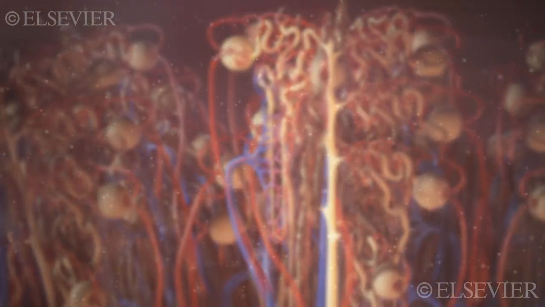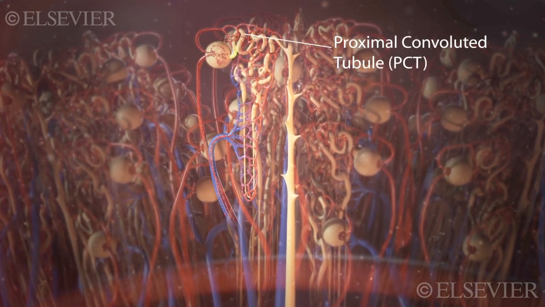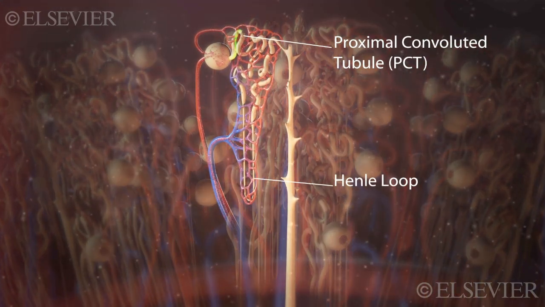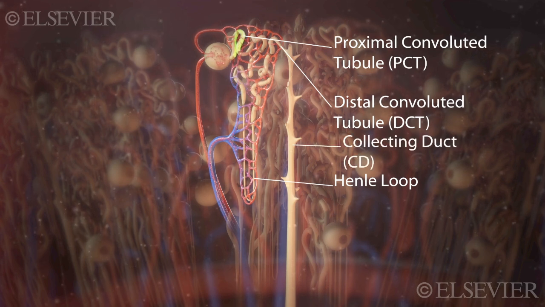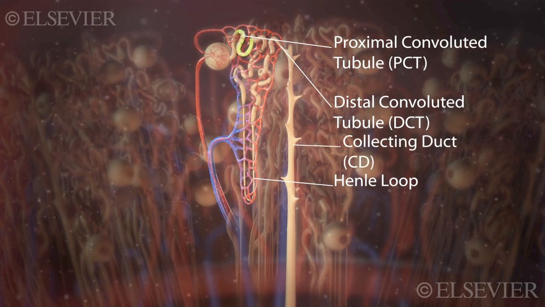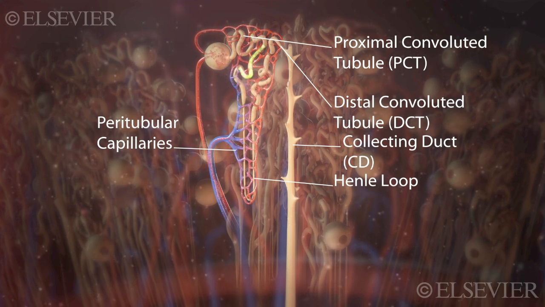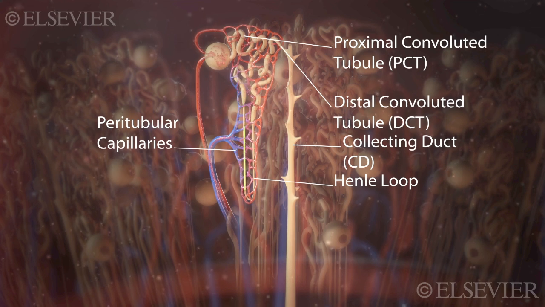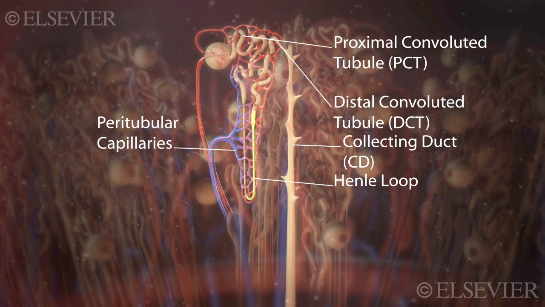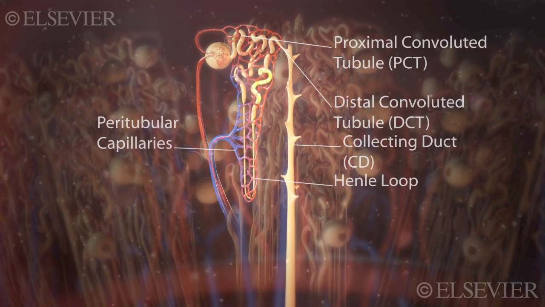The filtrate continues its journey through the proximal convoluted tubule, or PCT, the Henle loop, the distal convoluted tubule, or DCT, and then into a collecting duct. Surrounding the renal tubule are peritubular capillaries. 99% of the filtrate, including most of the water, certain ions, and all of the glucose, is reabsorbed back into blood in peritubular capillaries, mostly in the PCT.